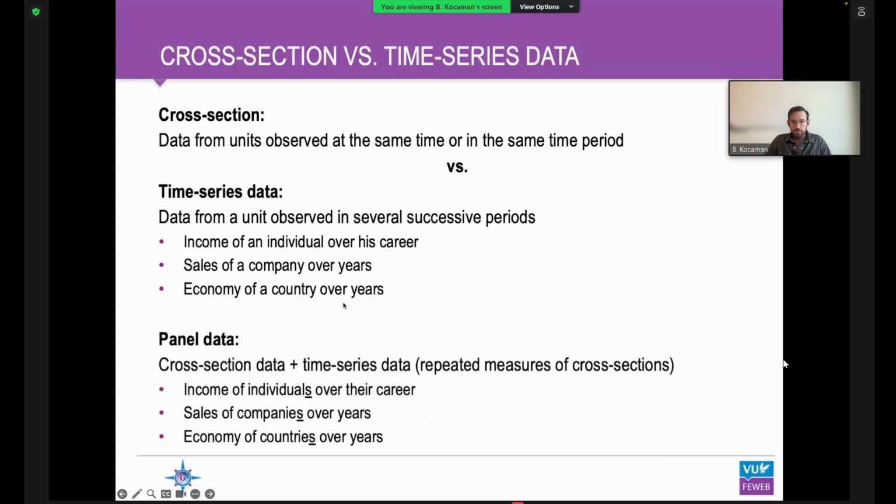And if you combine both, then you come to panel data. So you have repeated measurements from the same units, same people, same elements, same firms, etc.